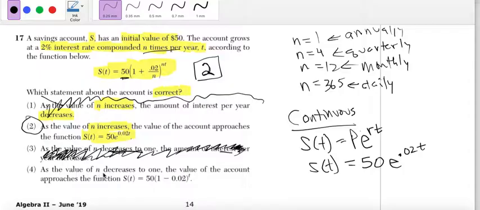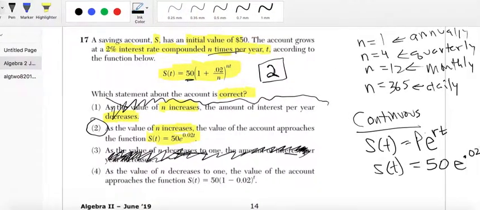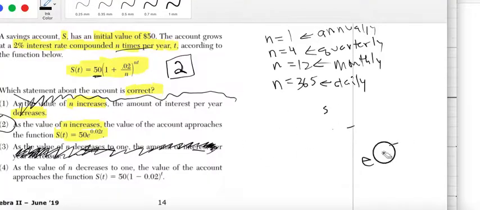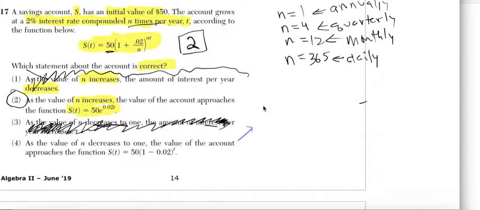Now, choice 4: as the value of n decreases to 1, the value of the account approaches the function. So if I replace n with 1, if it's compounded annually, you don't have to worry about the actual formula. It's just regular exponential growth. Because if it's once per year, it'll be S of t equals 50 times 1 plus 0.02 over 1.